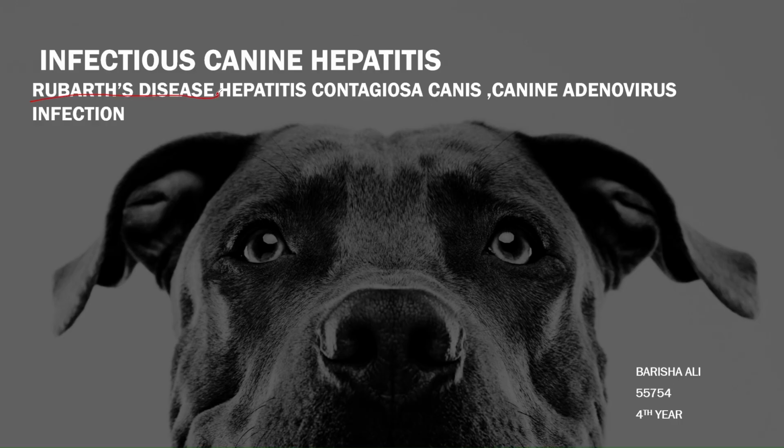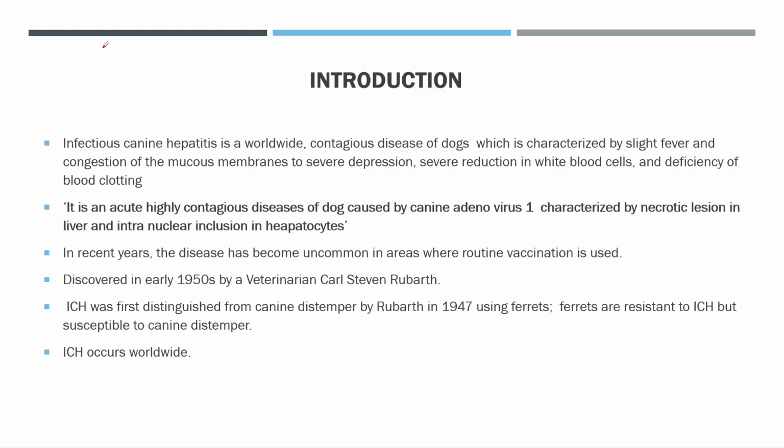So in examination, if they don't ask infectious canine hepatitis, they will definitely go for Robert's disease to confuse you guys. Okay, so remember the synonyms of the disease. Moving ahead to the introduction, infectious canine hepatitis is a worldwide contagious disease of dogs, characterized by slight fever and congestion of mucous membrane to severe depression, severe reduction in WBCs, and deficiency of blood clotting.